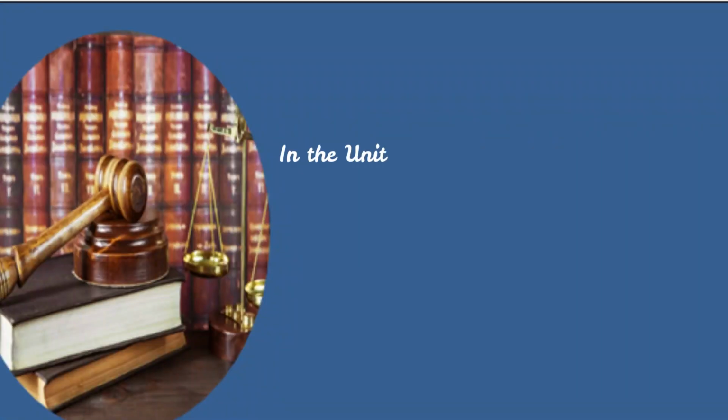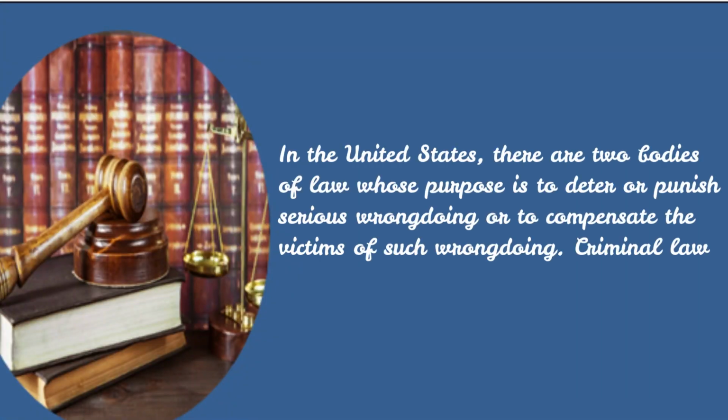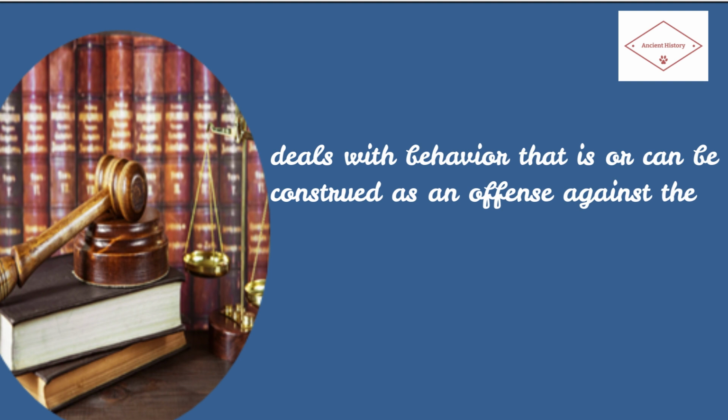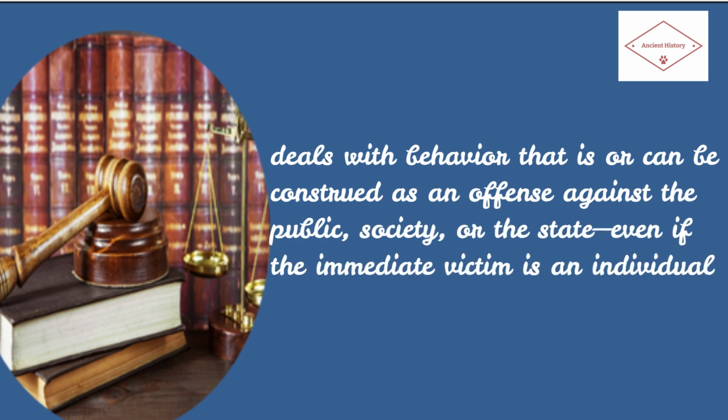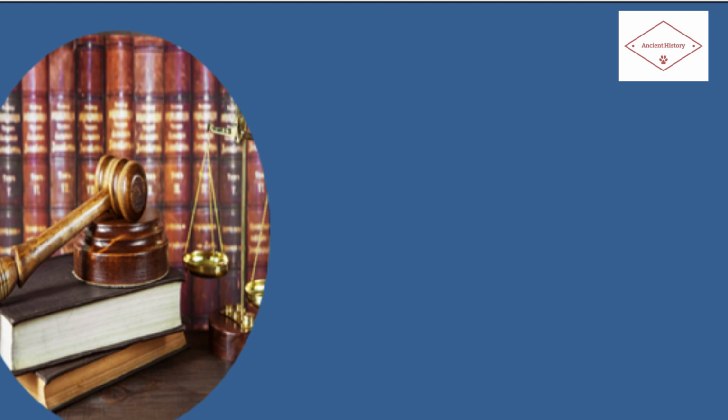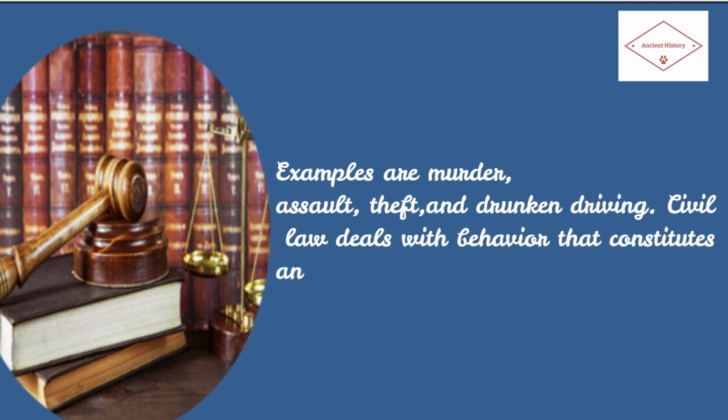In the United States, there are two bodies of law whose purpose is to deter or punish serious wrongdoing or to compensate the victims of such wrongdoing. Criminal law deals with behavior that is or can be construed as an offense against the public, society, or the state even if the immediate victim is an individual. Examples are murder, assault, theft, and drunken driving.